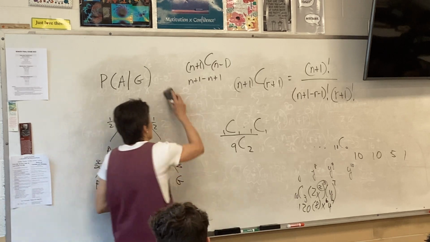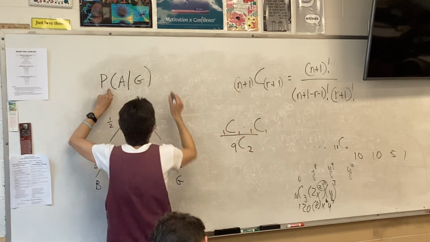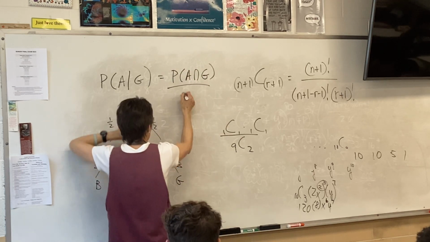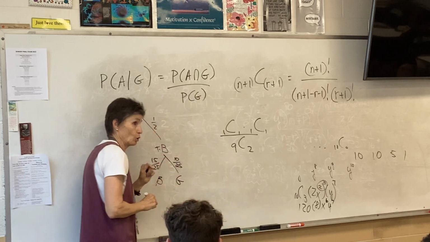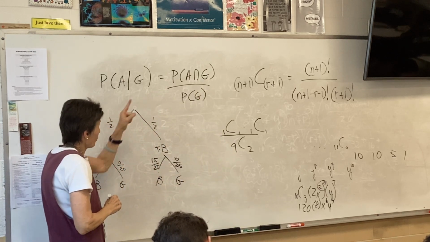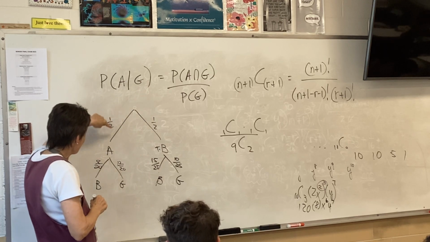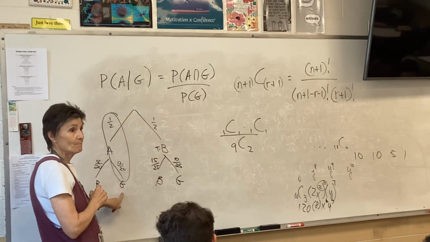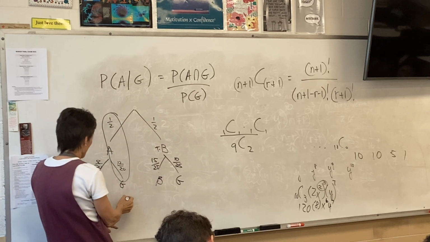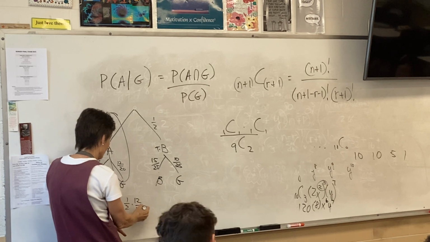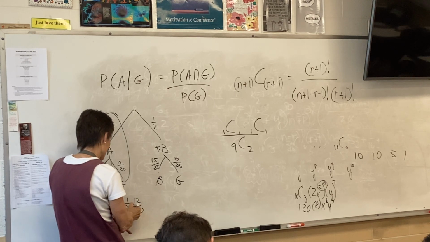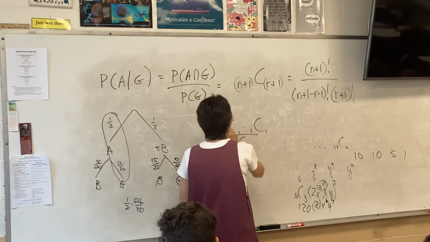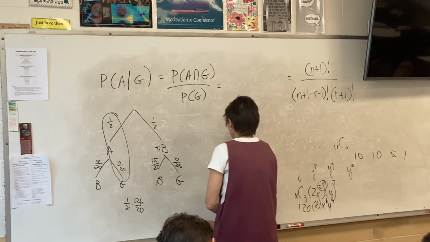So, our formula for this is the probability of both divided by the total probability of girls. So the probability of A and girl would be right here. Would you agree with that? Yeah. So that is 1/2 times 12/20, which I'm sure reduces to something, is that 3/10? So my numerator is 3/10.